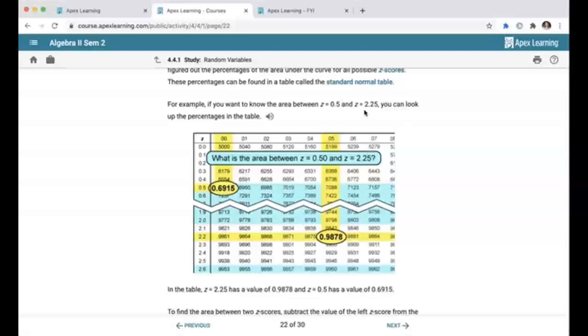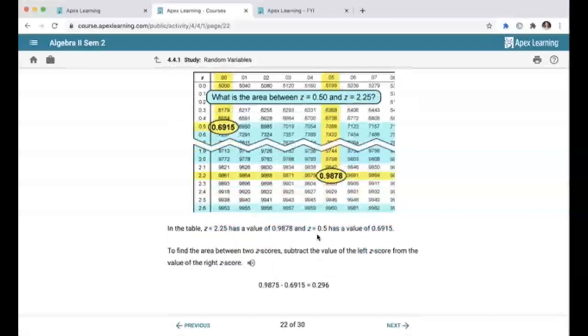But now if we look at 2.25, we go down to 2.2 and we need to go across till we get to the 0.05 for our 100th place. We do that cross section here and we're left with 0.9878. So we have both of these values now, and all we have to do then is subtract them. We subtract the value of our left z-score from the value of our right z-score.